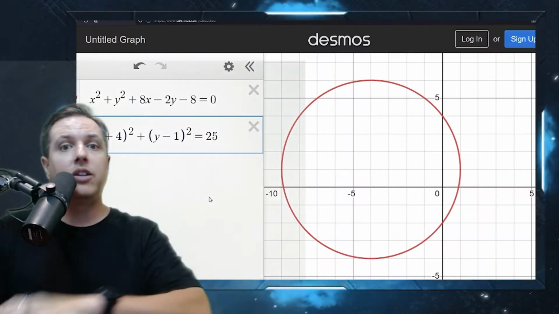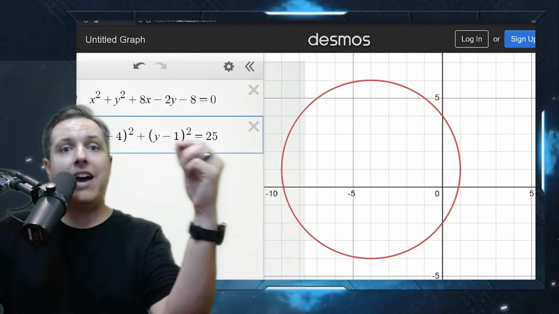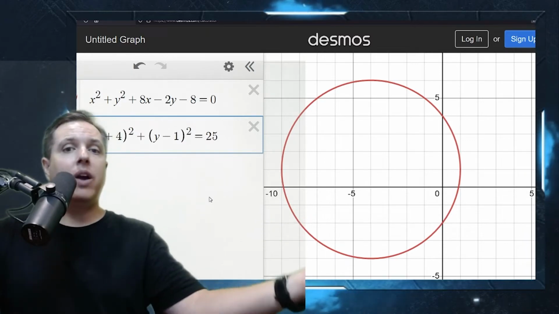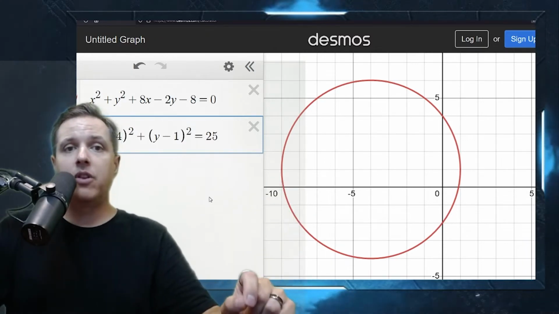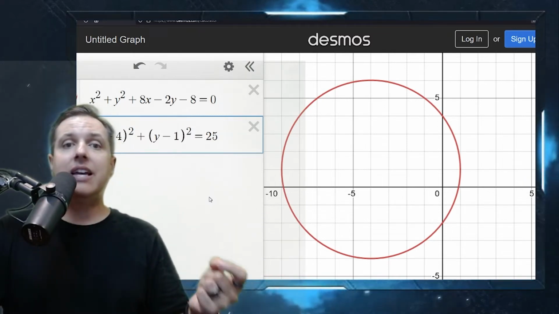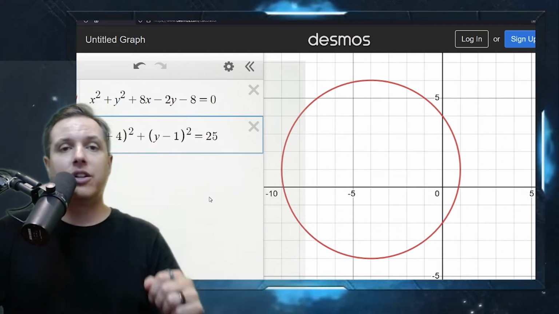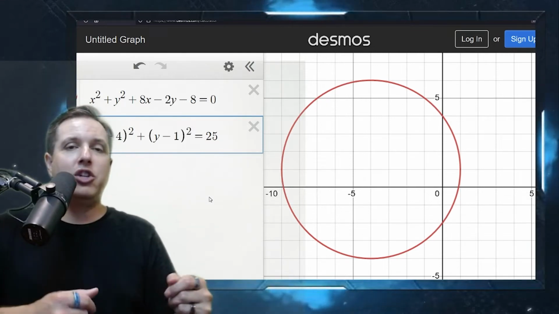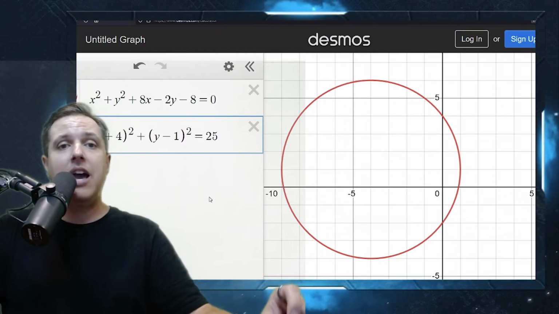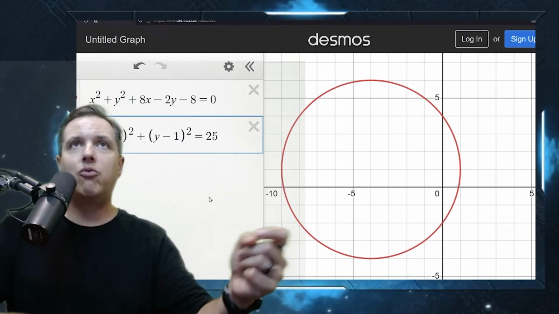Okay, so we're going to start with a problem where we have the equation of a circle. We're going to put that equation into standard form. From that standard form, we are going to identify the radius and the center, and then we're going to graph it. And yeah, I've already cheated. We can see the graph of it right now, but that's because I'm using Desmos as a graphing tool to help us figure out what's going on.